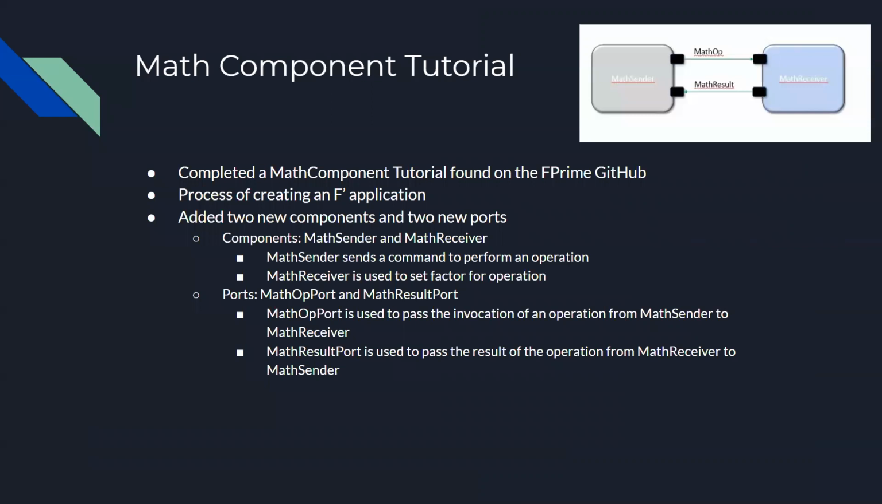Math sender sends a command to perform an operation, and math receiver is used to set factor for that operation. The ports that we added were the math op port and the math result port. The math op port is used to pass the invocation of an operation from math sender to math receiver, and the math result port is used to pass the result of the operation from math receiver to math sender.